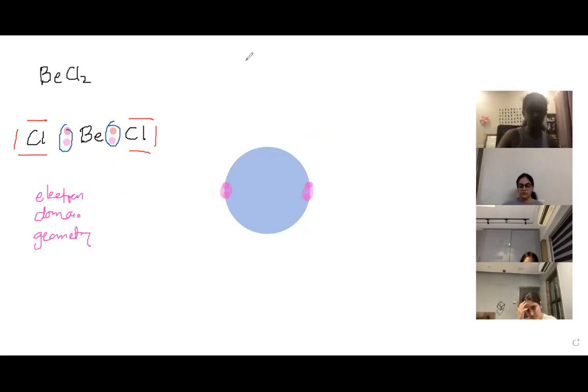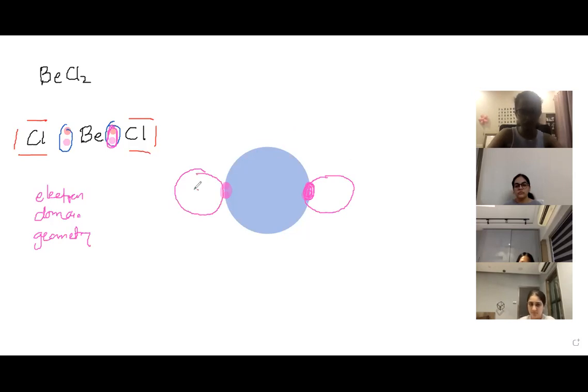Now I will draw the chlorine atoms, the surrounding atoms. Obviously, if the electron domains are here, the chlorine atom has to be here only, because that's a bond. This is the bond between beryllium and chlorine. I cannot draw the chlorine atom here or anywhere else. The chlorine atom has to be where the electron domain is. So another chlorine atom will be here. These are the 2 chlorine atoms, and this is the beryllium atom.